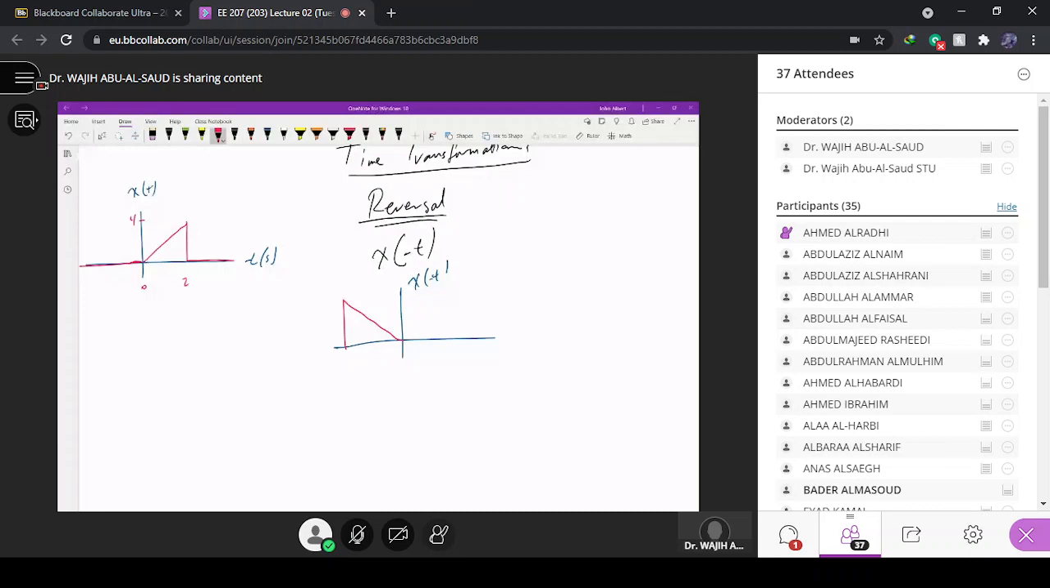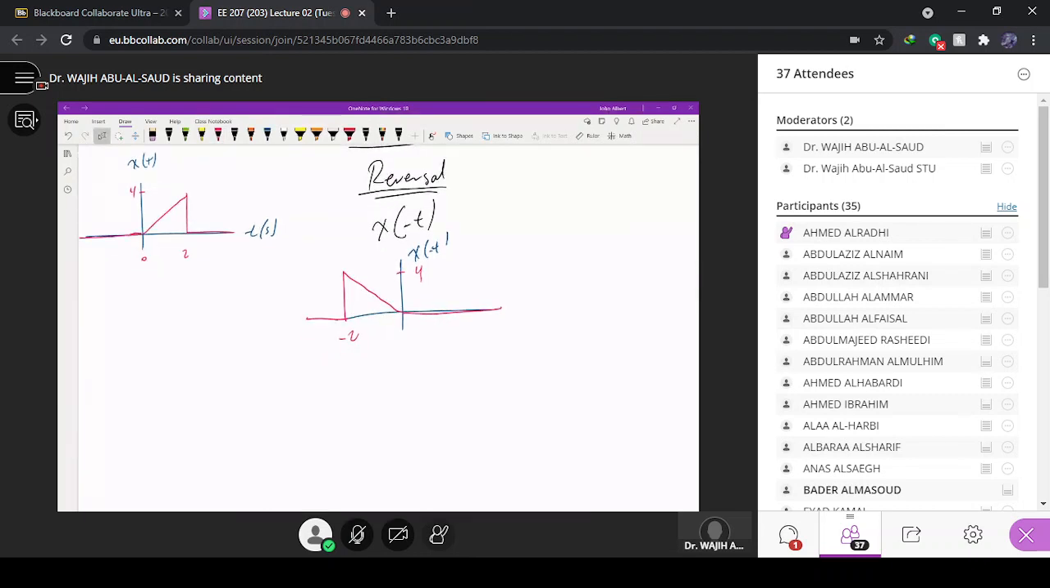But everything else remains the same. The height, this height, for example, will be equal to 4. This now, instead of being at 2, will become at minus 2. Okay? Okay, so this is straightforward. This is quite simple. Right.